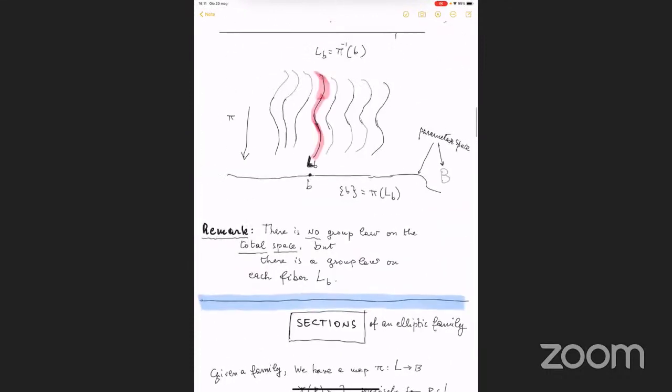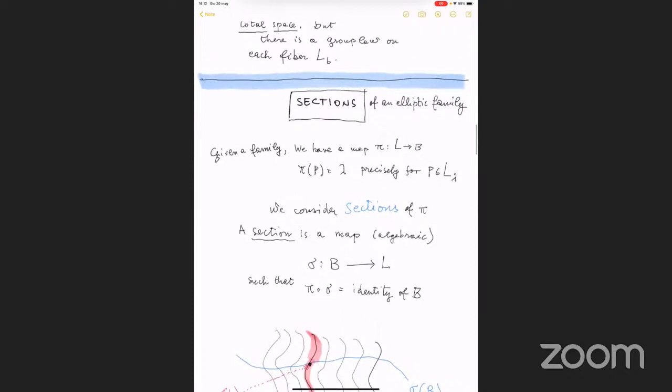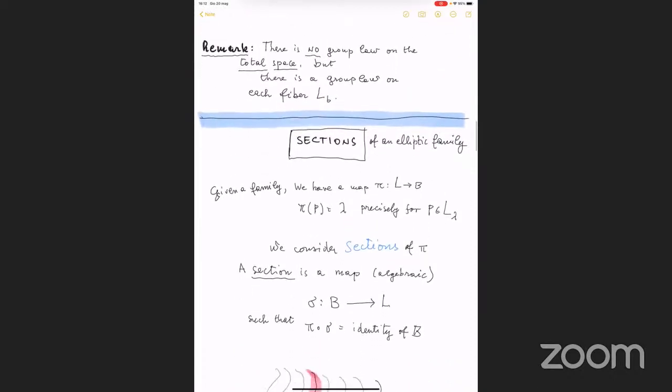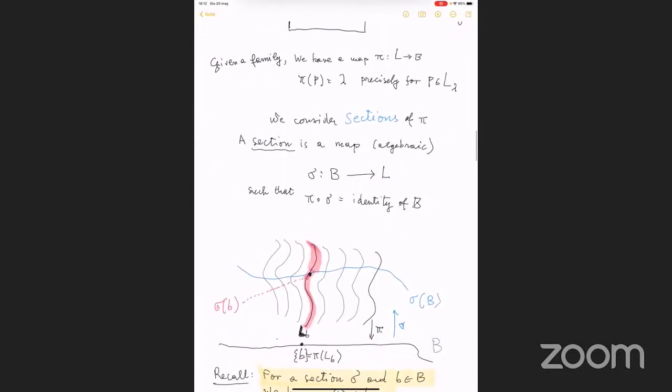Sections. So this is practically the last definition that I give, but it is important, very easy, but important. Sections of an elliptic family. A section is simply a map which assigns from the base to the total space. You see, it's sigma from B to L.